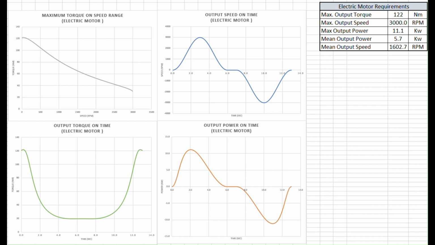On the first graph, the maximum torque on speed range, we can see the high demand of torque for the application at no speed. However, on the output torque versus time graph, we can see that this high torque demand decreases very quickly. Nevertheless, the selected motor has to be able to supply this static torque demand, otherwise it won't be able to lift the load.